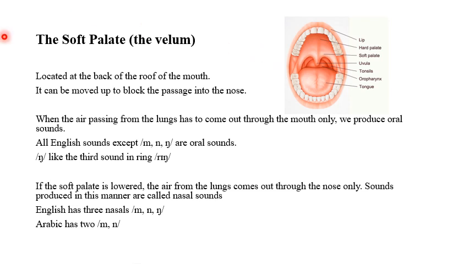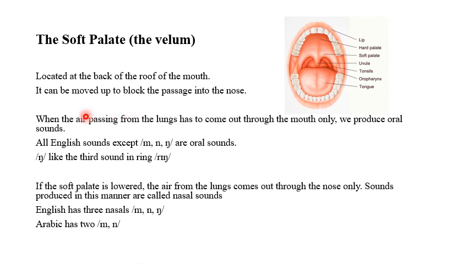So when the soft palate moves upward and closes the passage to the nose, the air that travels from the lungs has to come out through the mouth only. In this way, we produce what we call oral sounds. In English, all the sounds are oral except for three sounds: ma, na, and ng. By the way, the sound ng is exactly like the third sound in the word ring.